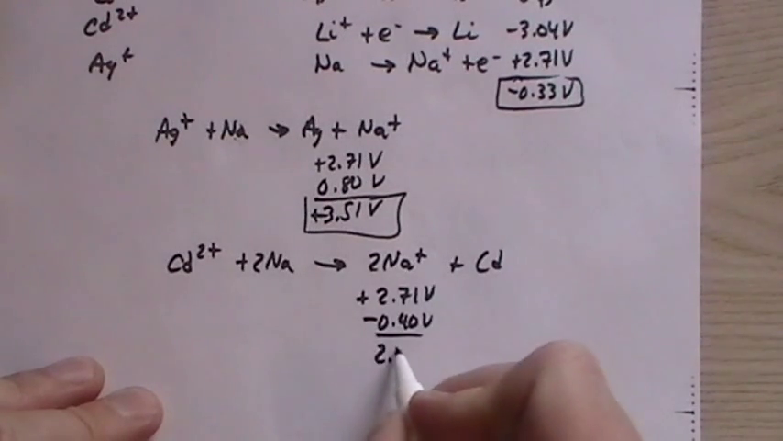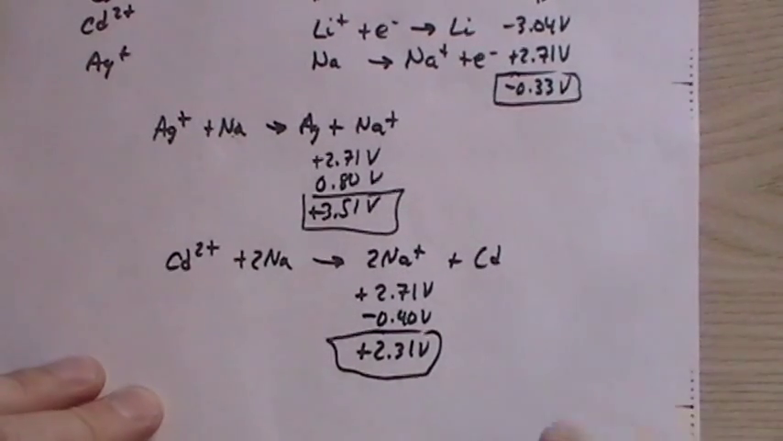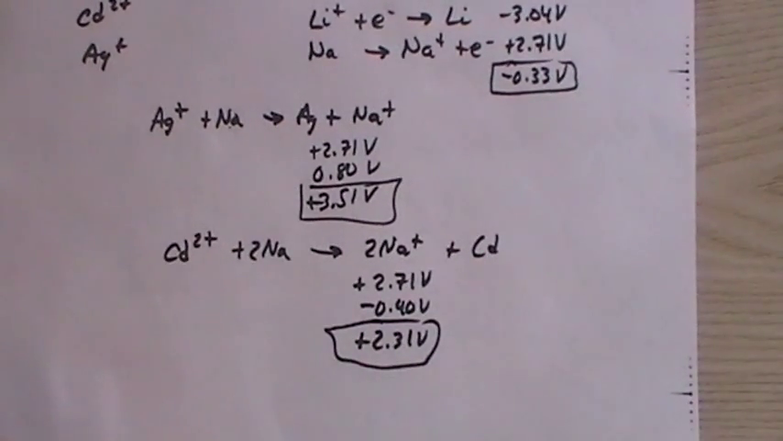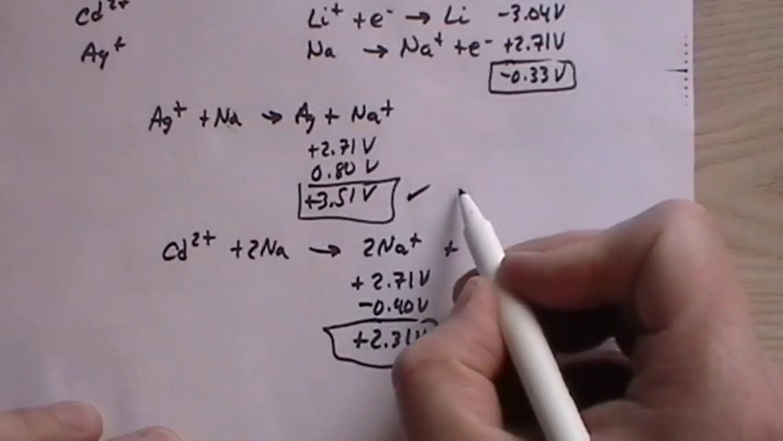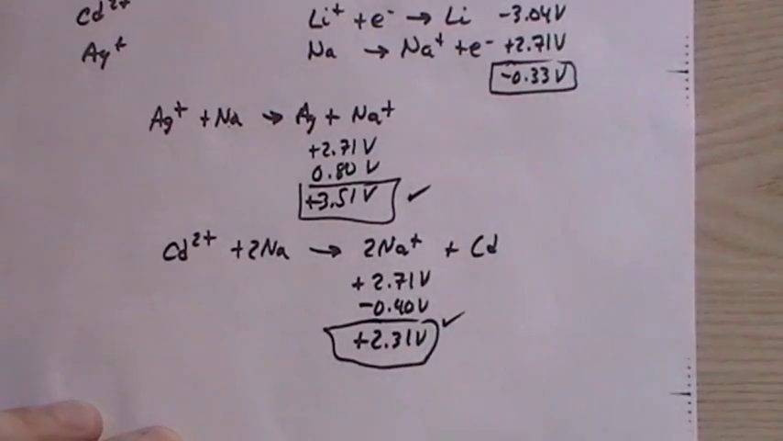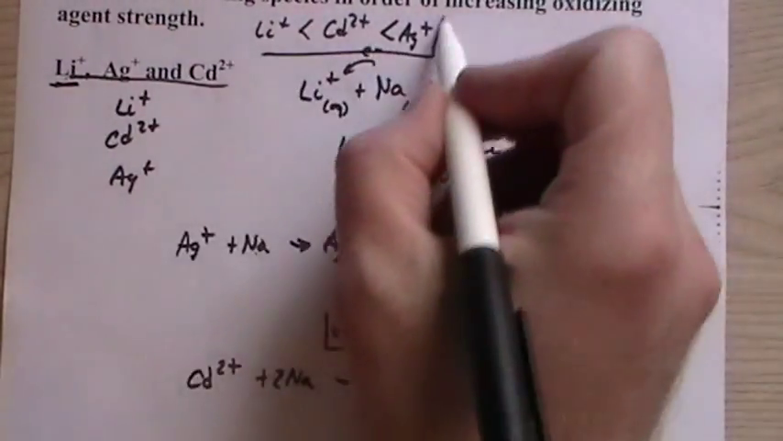So this is 2.31. If we look at these numbers, we go by the larger the positive value, the greater the reducing agent. So this one is the best, that's the silver, this one's second, cadmium, and then the last one is lithium. That's what we found with the numbers. That's what we determined here.